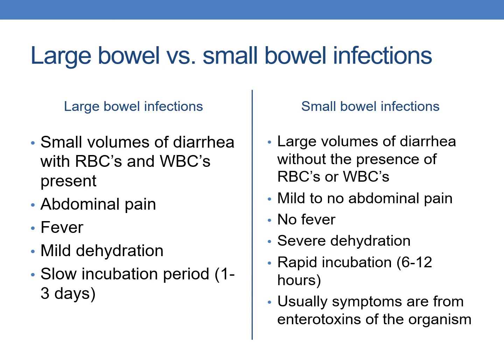People that have a small bowel infection have large volumes of diarrhea, and usually we do not see white cells or red cells in that sample. They will have mild to no abdominal pain, no fever, severe dehydration because of the volumes of diarrhea they're producing, and there's usually a rapid incubation period for these types of pathogens. Usually the incubation period is about 6 to 12 hours. And the symptoms that our patients have are usually from the production of enterotoxins of the organisms causing the disease. Now, some small bowel pathogens would be Staphylococcus aureus, Bacillus cereus, and others.